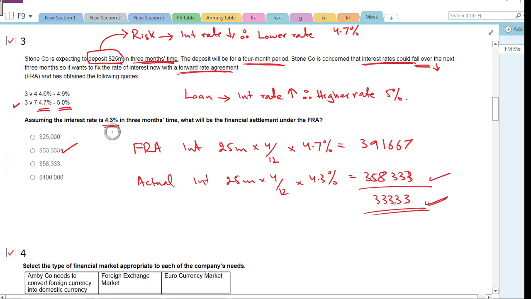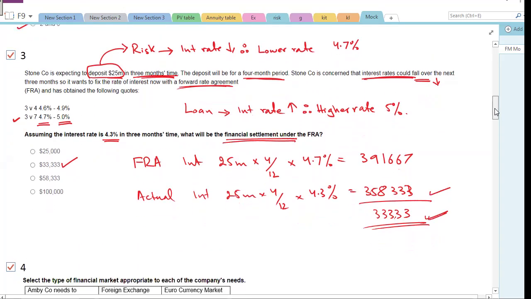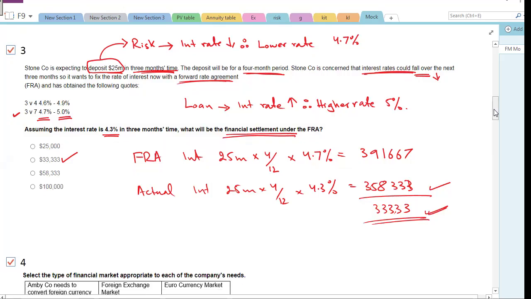So assuming that if the rate is this much, what will be the financial settlement? So this is the financial settlement. This is the amount that you'll be paying to the bank, okay? So again, it wasn't a difficult question, quite straightforward. But yes, because calculation is involved, it took a little bit extra time, okay?